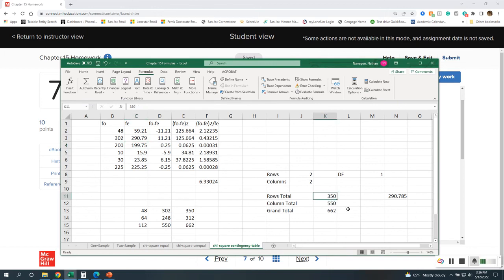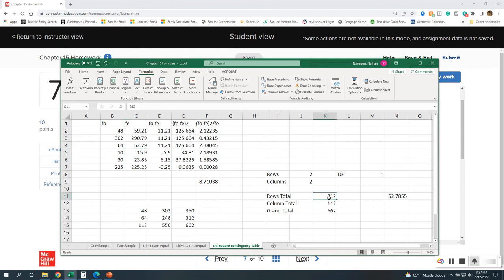Okay, 64. Its row total is 312, column 12. So we're coming out to 52.79. If y'all can see what's happening already, it looks like definitely they're almost equal to each other.